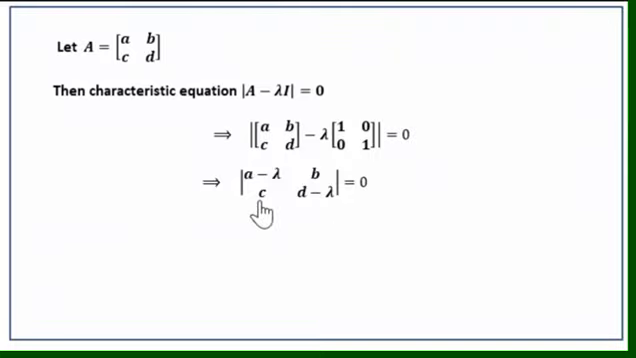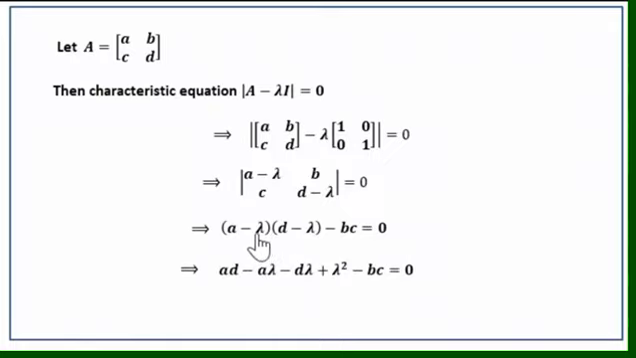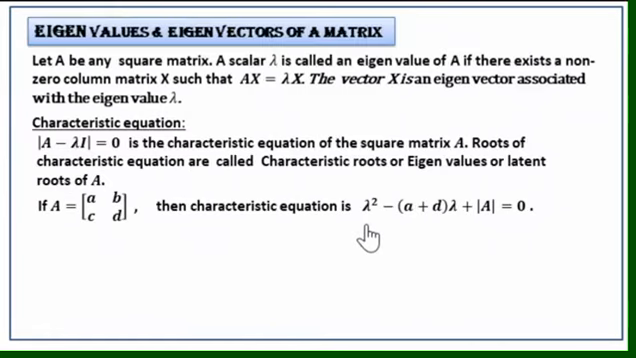Now expand the determinant. It is (a minus lambda) into (d minus lambda) minus bc equals 0. Or we can multiply and write ad minus d lambda minus a lambda plus lambda square minus bc equals 0. Or we can write lambda square minus (a plus d) lambda plus the constant term ad minus bc equals 0. Now here ad minus bc is nothing but the determinant of matrix A. So we can write it in the form lambda square minus (a plus d) lambda plus determinant of A equals 0. So for a second order matrix, the characteristic equation is lambda square minus (a plus d) lambda plus determinant of A equals 0.